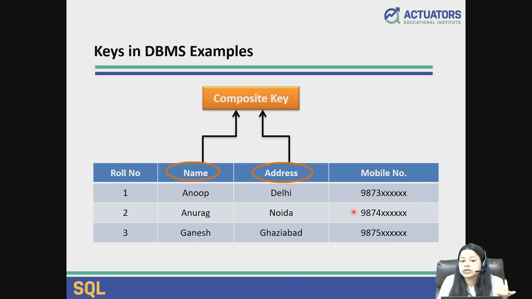No, that is not the reason. I'm using roll number as the primary key. I'm not using mobile number. Why?